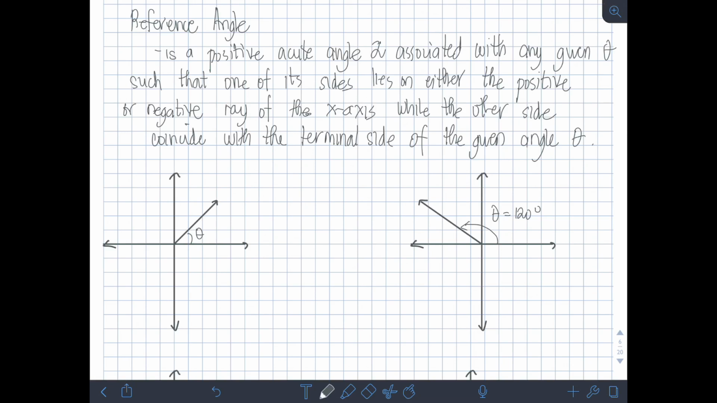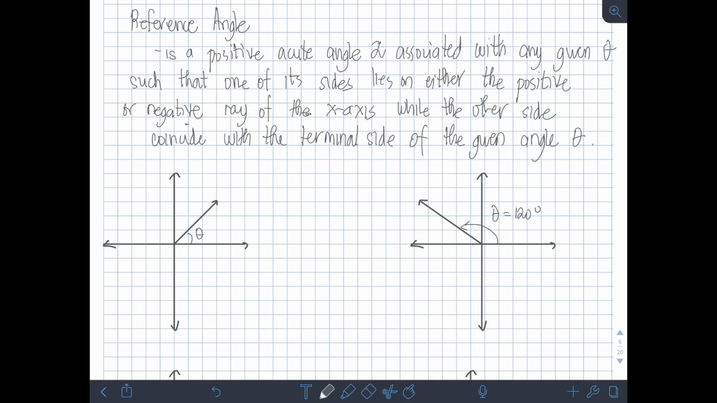So, it is a positive acute angle, let's say alpha, associated with any given theta such that one of its sides lies on either the positive or negative ray of the x-axis while the other side coincides with the terminal side of the given angle theta. So, yung reference angle natin, lagi siyang acute angle. Yung mabubuo nating acute angle doon sa triangle with respect doon sa actual given angle natin na theta.